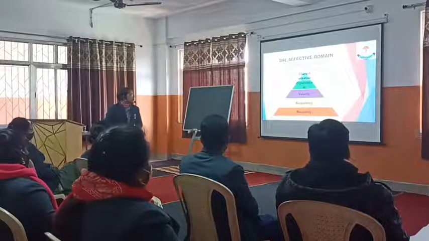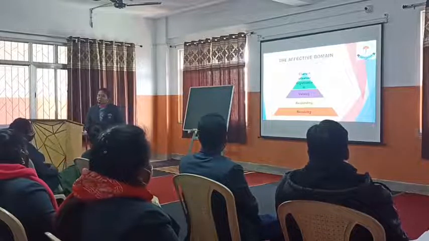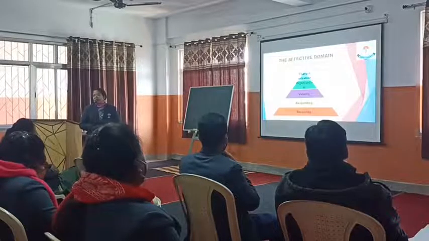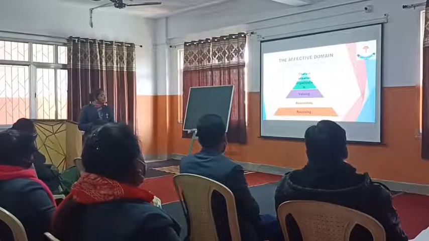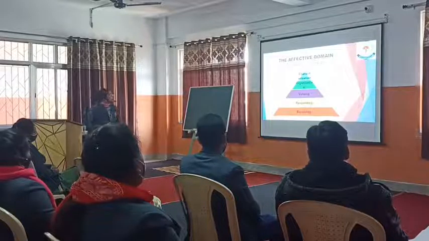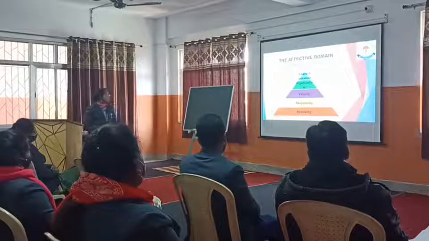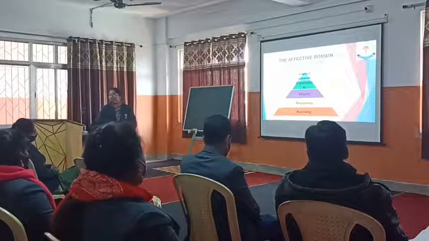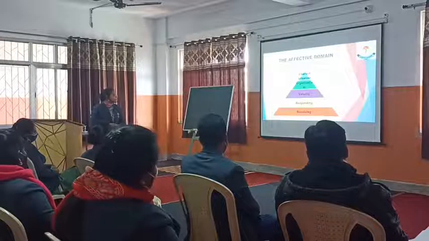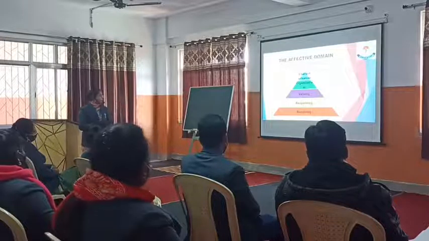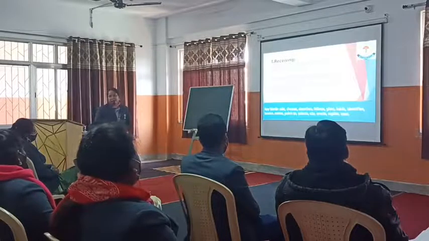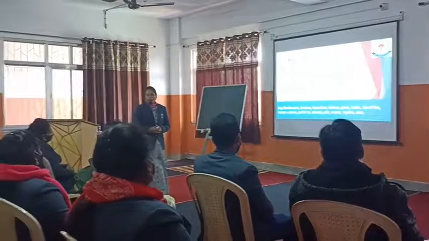So let's see what the names of the levels are. This domain is divided into 5 subcategories: receiving, responding, valuing, organization, and the last one is characterization. So let's talk about all the levels one by one. So the first part is receiving. This is the lowest level.